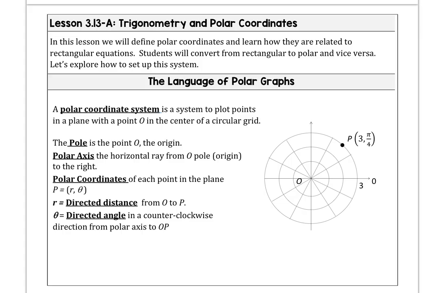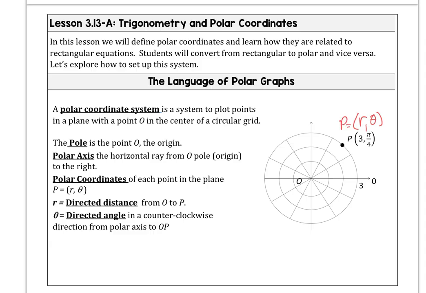A polar coordinate system is any system in which we can plot points in a plane with the point O in the center of a circular grid. Here's our circular grid. The pole is at the point O, which is the origin. The polar axis is the horizontal ray from the pole to the right, just this piece here. The polar coordinates are r and theta. In this example, r is 3, theta is pi over 4. They're the coordinates for point P.